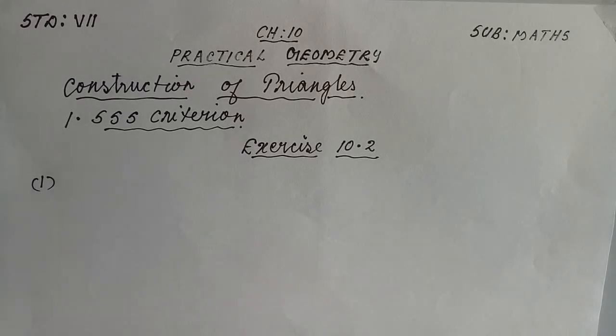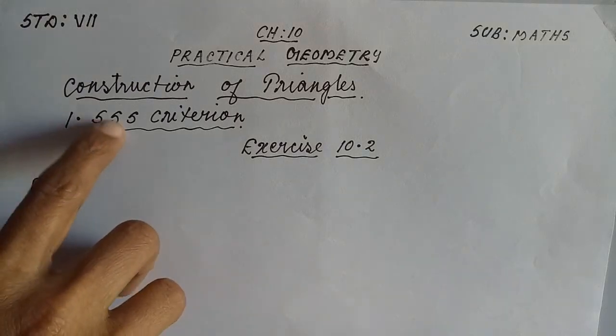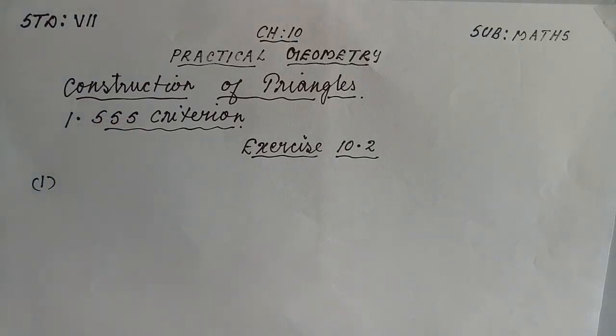First, we can see how to construct a triangle when three sides are given. That is called the SSS criterion, that is side, side, side criterion. When three sides are given, how to construct a triangle. Take exercise 10.2, the first question. In all exercises, I'll show you one sample question so that you can do the remaining in the same pattern.